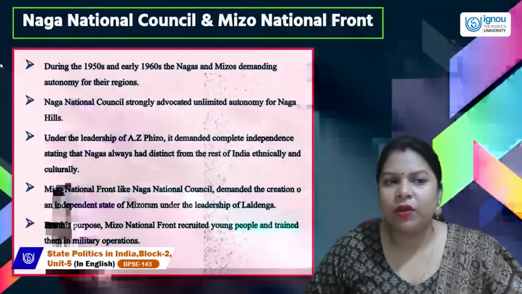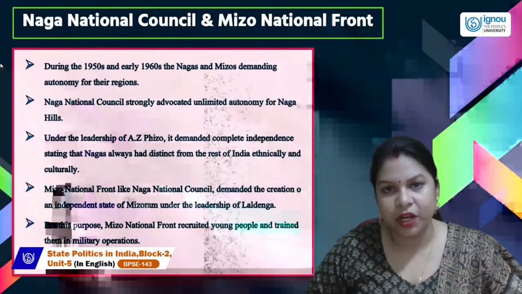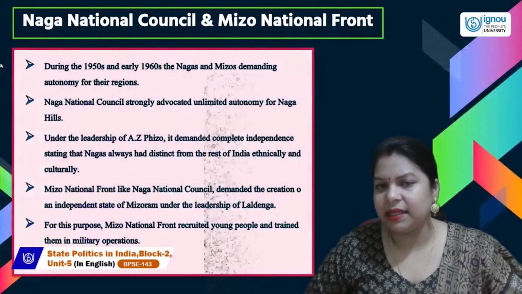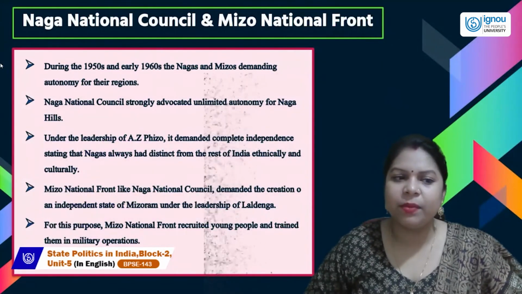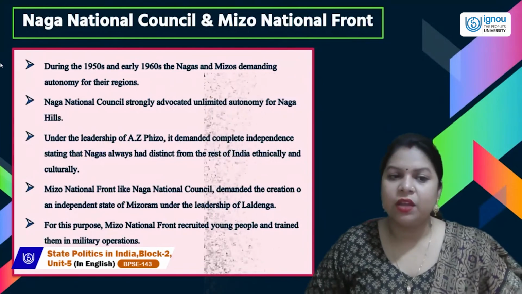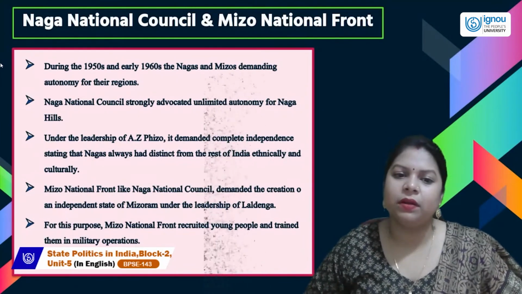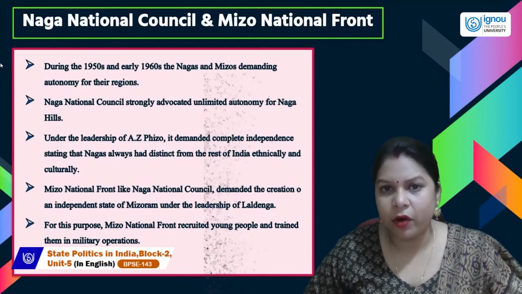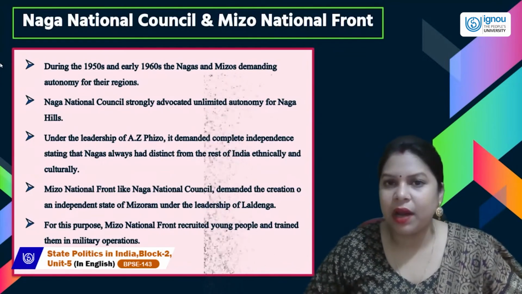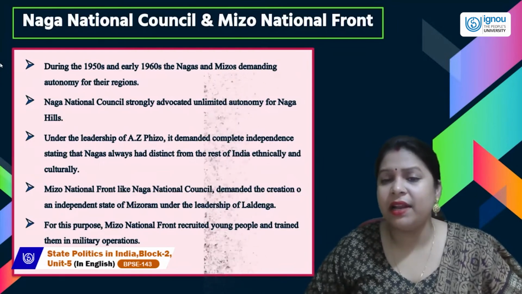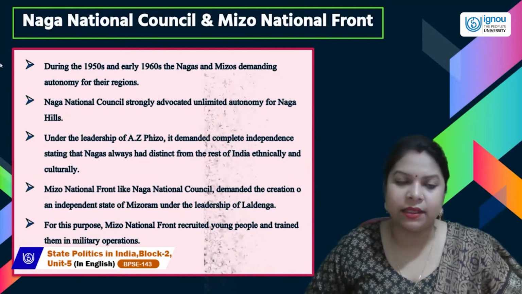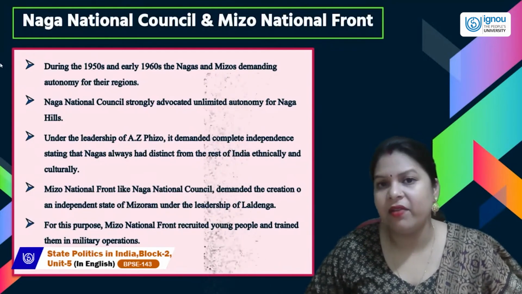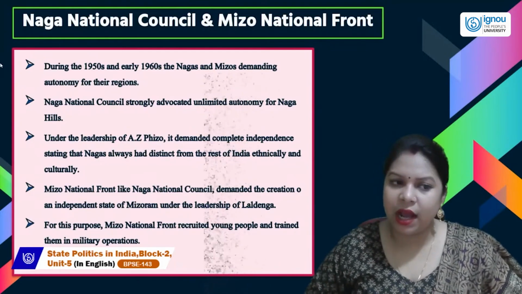Now let's move forward to the Naga National Council and Mizo National Front. During the 1950s and the early 1960s, the Nagas and Mizos demanded autonomy. These tribal groups demanded autonomy for their regions. The Naga National Council strongly advocated unlimited autonomy for the Naga Hills.